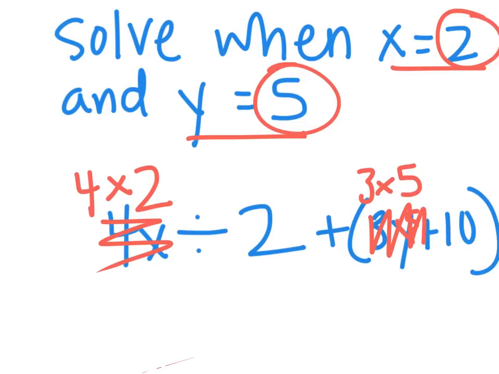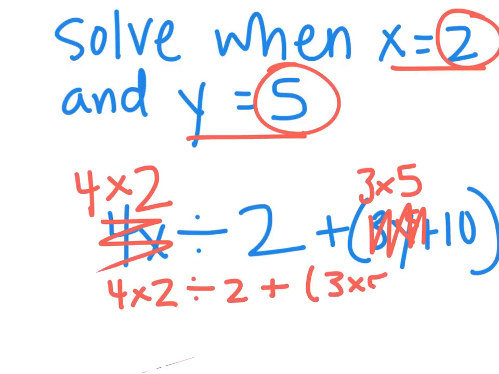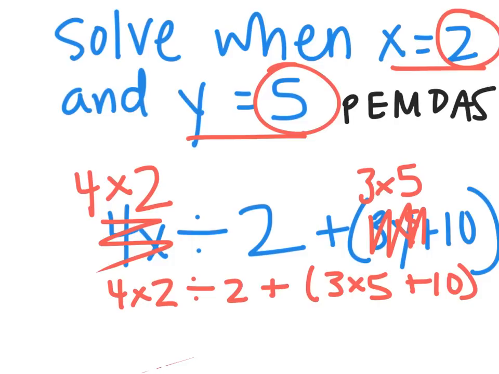At this point, I like to rewrite my problem since it looks really messy, and this is what I get. So first things first, let's look at PEMDAS. I'm going to go ahead and write it over here. Okay. First, we need to do anything in parentheses. But in the parentheses, I have a couple different things. I have multiplying and I have adding.